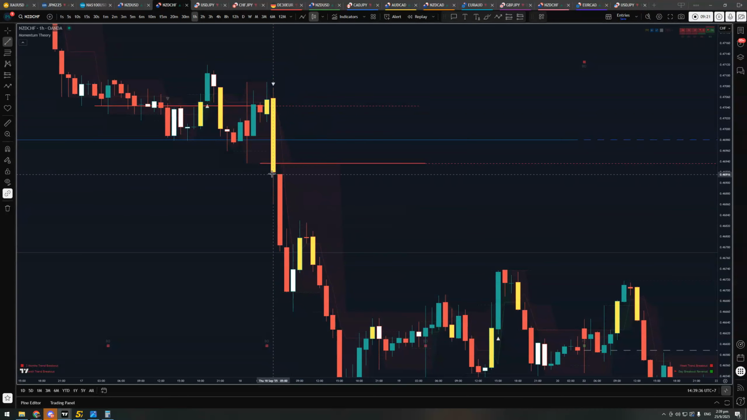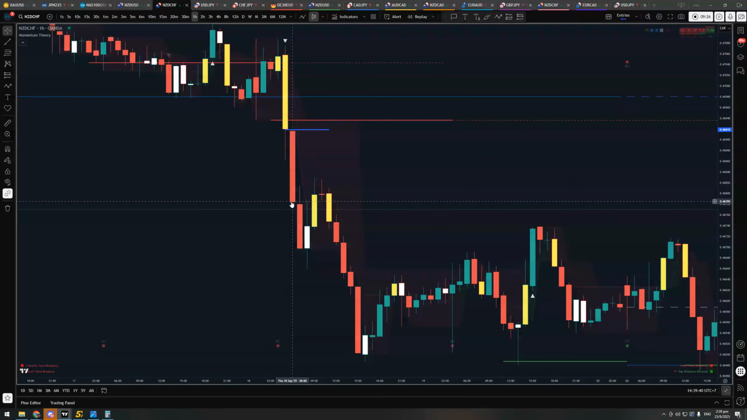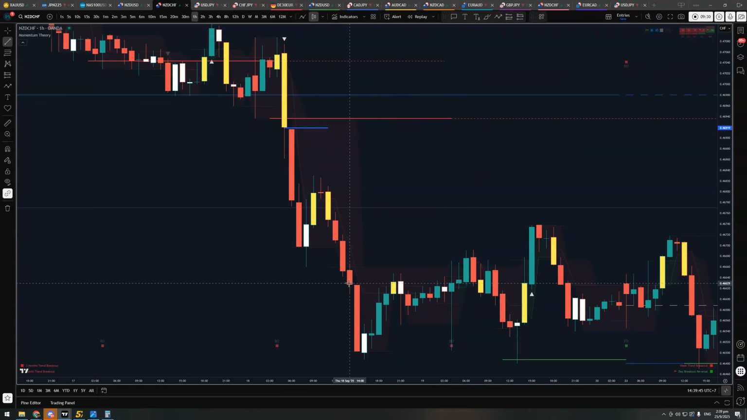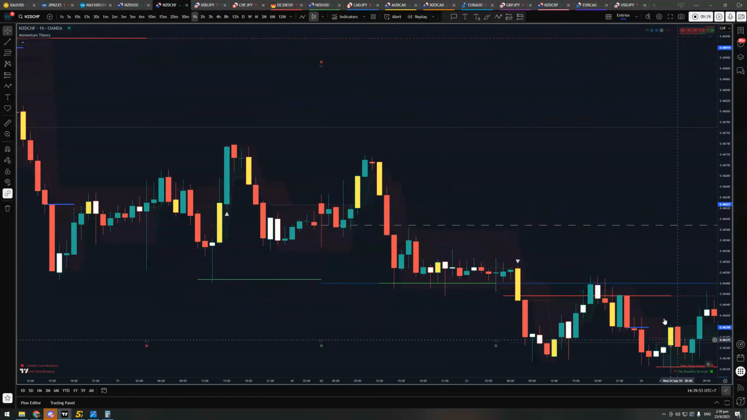Sometimes you don't get that. Sometimes it'll just push on through. But in terms of probability, I would say it's safer to wait to see if there's a retracement, and then you can possibly get in at that retracement and then wait for the continuation.